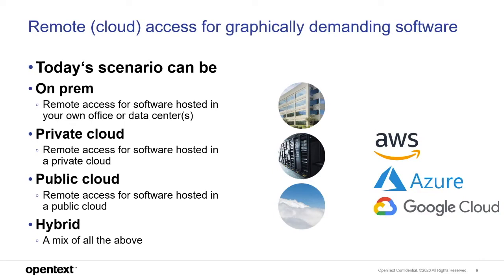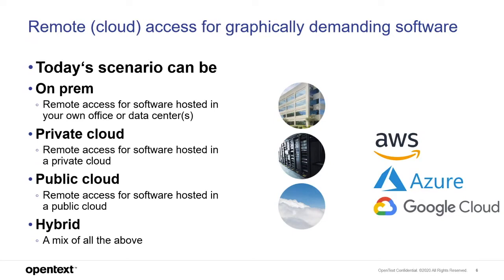The scenario that we are implementing today can be any of the following ones: on-premise, so your remote access for software hosted in your own office or data centers, at your own places or at multiple of your own locations. You can have multiple data centers, of course. It can be in a private cloud, so you have private machines in a cloud service by any of the cloud providers, really. So it works with AWS, Azure, Google Cloud, but any cloud provider really can do that.